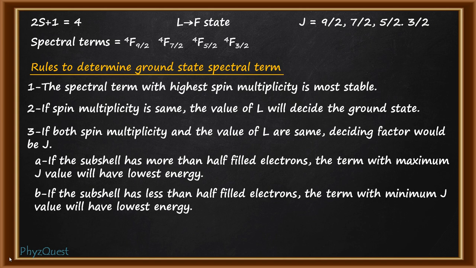Now in our case, we have the d subshell as it is already given, and the d subshell has 5 orbitals and each can contain a pair of electrons. That means the total d orbital can contain 10 electrons. But we have only 3 electrons in the outermost shell, which is less than half filled. So less than half filled means we have to follow the second rule, that is 3b. So the second rule is, the term with minimum J value will have the lowest energy. So out of the 4 terms, the minimum J value is 3 by 2. So here the ground state spectral term will be 4F 3 by 2.